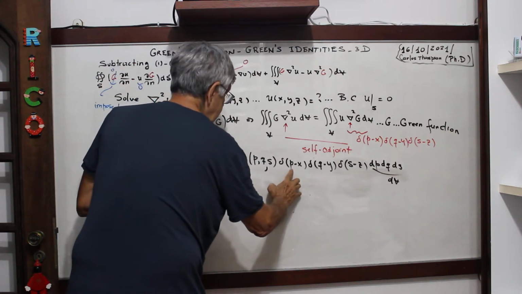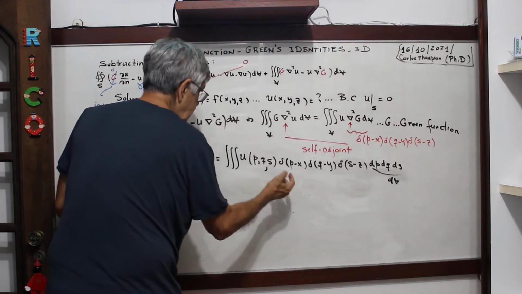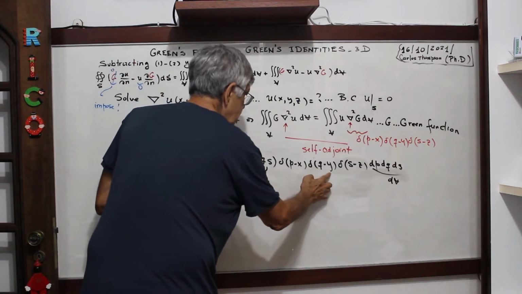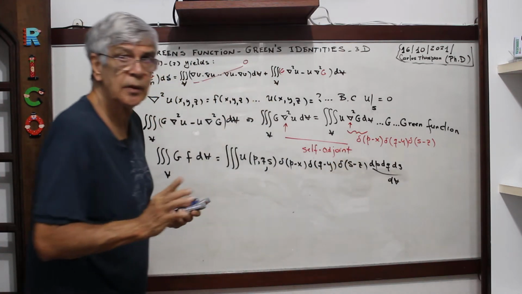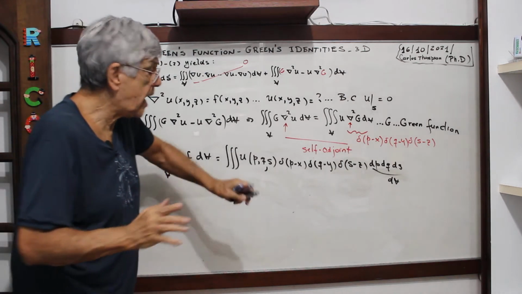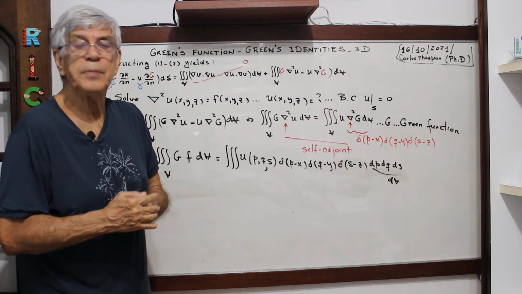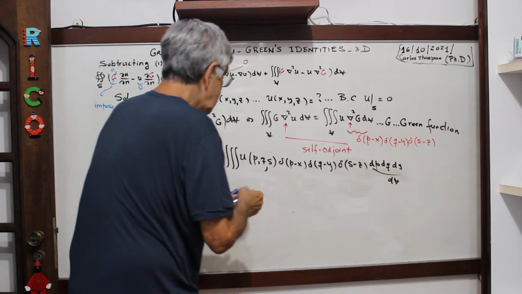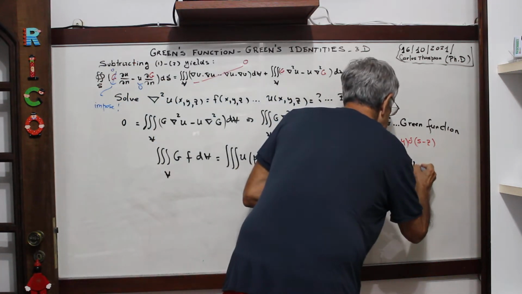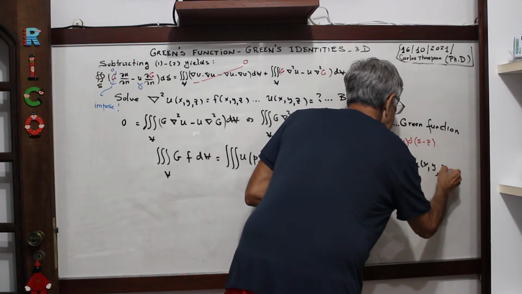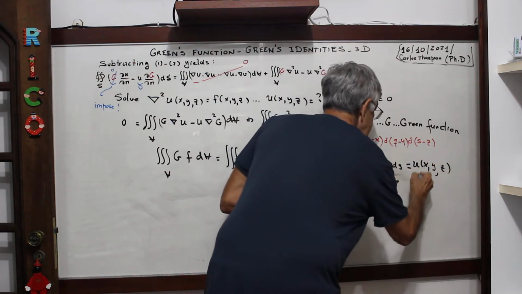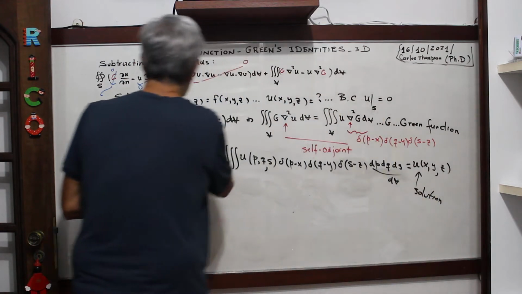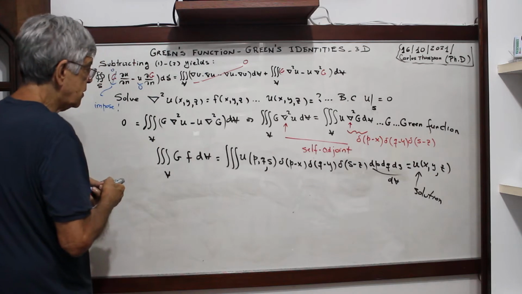property that the Dirac delta will be activated when P is equal to X, when Q is equal to Y, and S is equal to Z. Okay? These X, Y, and Z are independent. So this integral over here gives me U, X, Y. This is the solution of this integral over here.